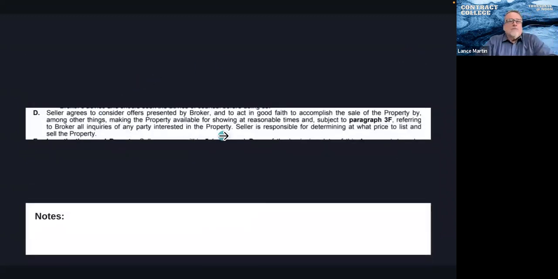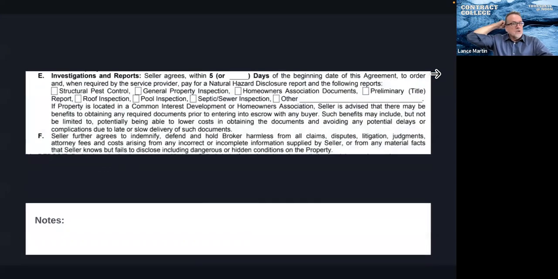Seller agrees to consider offers presented by the broker, and to do that in good faith. Okay. And again, among other things, that also means I've got to make the property available, and I've got to do it within a reasonable period of time. If somebody comes in, I'm going to refer the brokers. This is basically the seller acting in good faith. So a seller has a responsibility to act in good faith, not get the house listed and then do everything they can to avoid paying a commission. That undermines and defeats the purpose of the contract. Again, this is between buyer and seller.